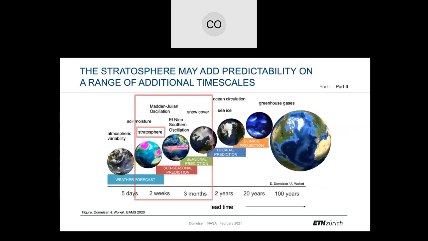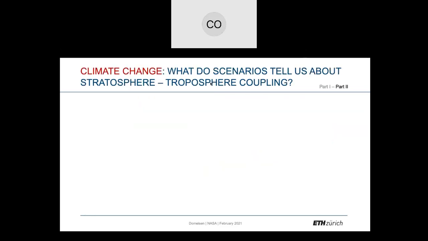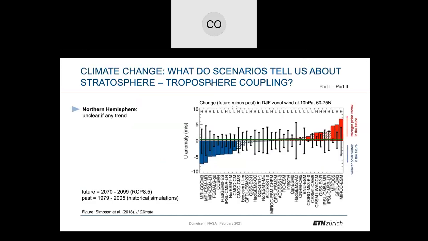If you look at other timescales, I've now talked a lot about the S2S timescales, the weeks to months timescales, but the stratosphere obviously varies on lots of other timescales. For example, we have the quasi-biennial oscillation on several-year timescales. We obviously have climate change in the stratosphere. And I said this briefly in response to David's question. So what do the scenarios actually tell us? What does climate tell us about stratosphere-troposphere coupling and about the evolution of the stratosphere itself?